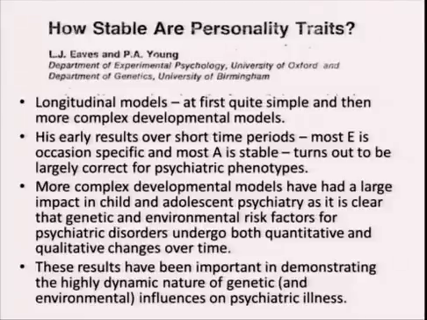Longitudinal models, again, Lindon has contributed both theoretically and in his work with the adolescent behavioral development model. These can be both very simple and increasingly complex. The early results were quite important, showing, as I think was noted before, that E tends to be, for psychiatric disorders just like for many quantitative psychological traits, mostly occasion-specific, and A is stable. More complex developmental models have had a large impact in child and adolescent psychiatry. It is clear that genetic and environmental risk factors for psychiatric disorders undergo both quantitative and qualitative changes over time. I think these results have had an important role in demonstrating the highly dynamic nature of genetic influences on psychiatric illness.